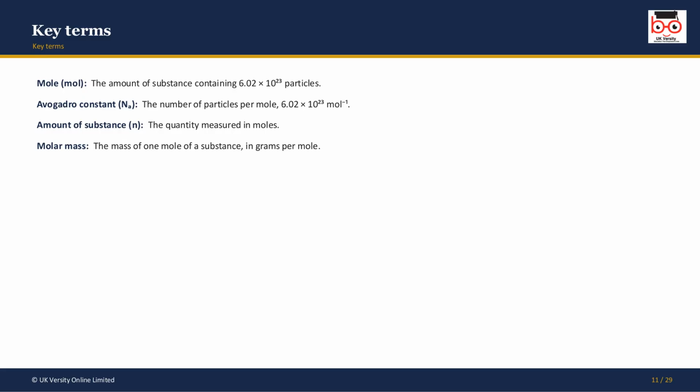A quick round of definitions. A mole is the amount of substance containing 6.02 times 10 to the power 23 particles. The Avogadro constant, NA, is the number of particles per mole. That's the same 6.02 times 10 to the power 23. Amount of substance, symbol n, is the quantity we measure in moles. And molar mass is the mass of 1 mole of a substance, in grams per mole.